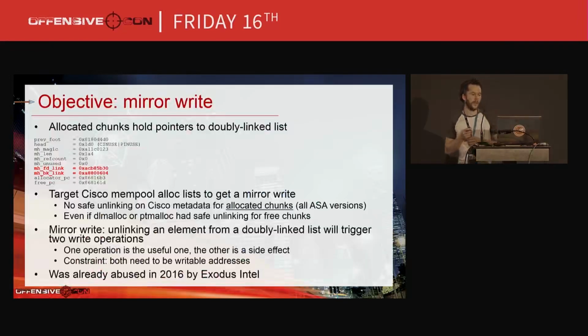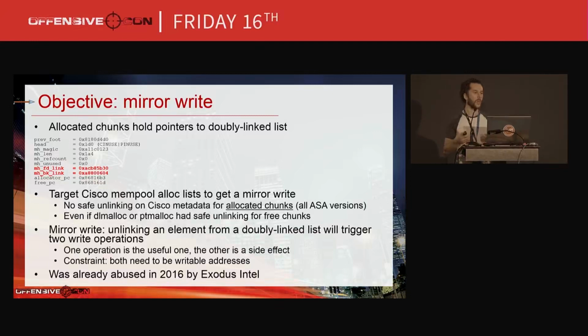But our ultimate goal, before getting remote code execution, is to trigger some mirror writes. I call mirror writes a special write primitive due to doubly linked list pointers. The idea is, in red, the example is an allocated chunk, and so you have the dlmalloc header, which is prev, foot, and head, and underneath you have the actual mempool header, which is specific to Cisco.